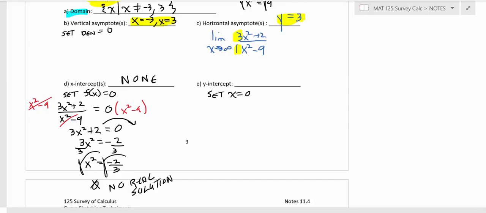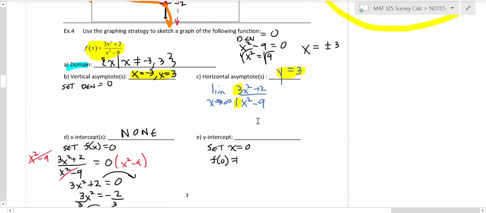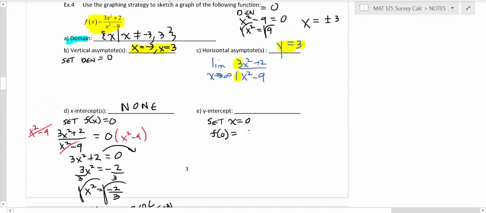Now for the y-intercept, you want to evaluate the function at 0. You just take the function, and everywhere you see an x, put in 0. So you'd have 3 times 0 squared plus 2, over 0 squared minus 9. The numerator would be 2. The denominator would be -9. So your y-intercept is the point (0, -2/9). That's another key thing we have. We have one point on the graph now.